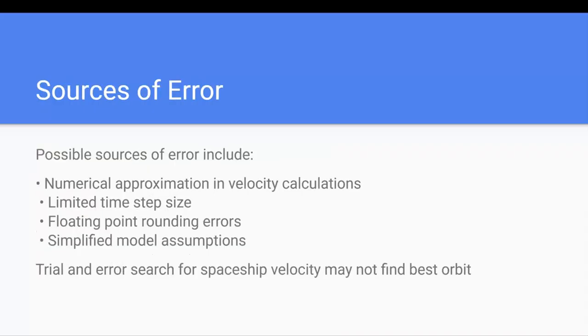Possible sources of errors include numerical approximations in velocity calculations, the use of discrete time steps, and rounding. In part 2, the spaceship velocity was also determined using trial and error, which may not produce the best trajectory.